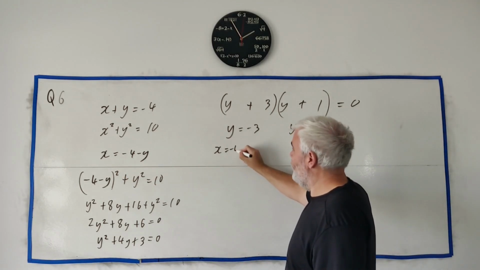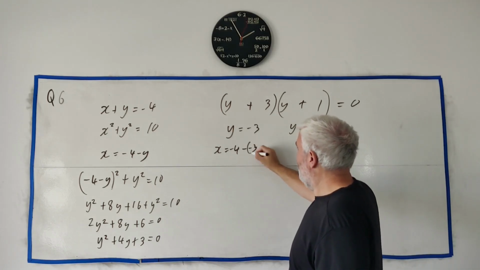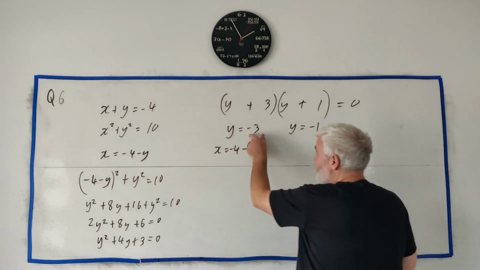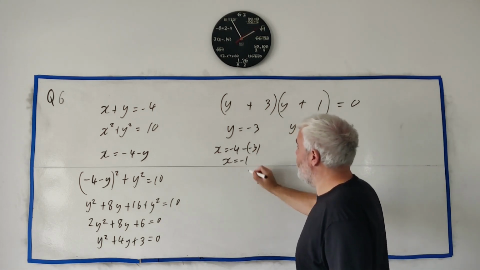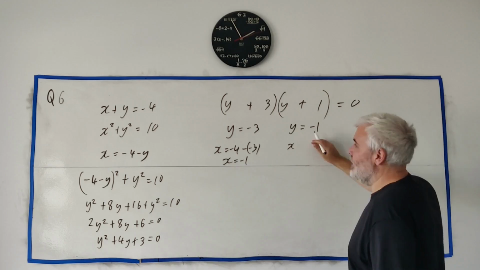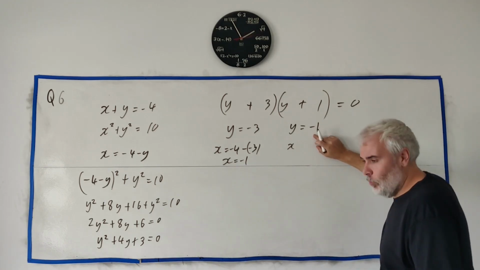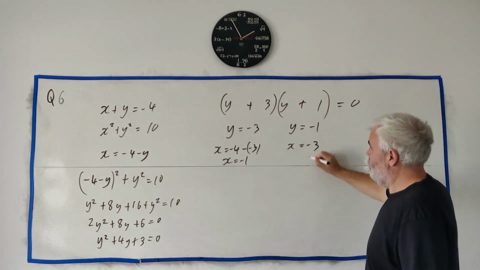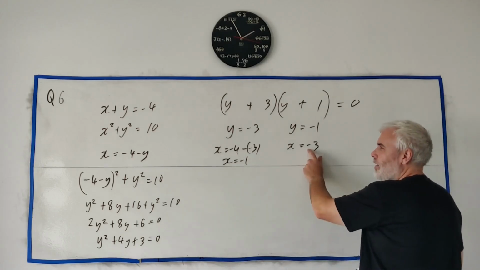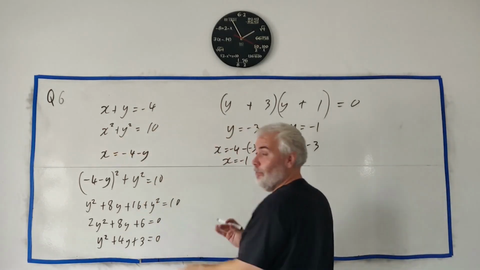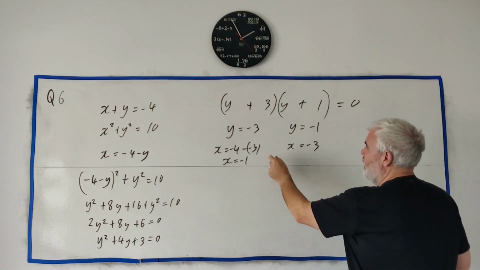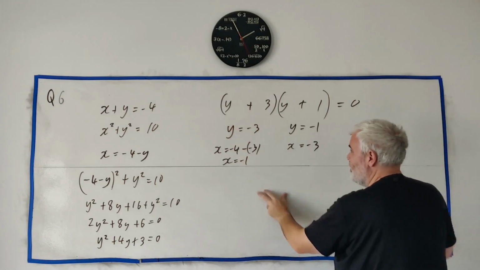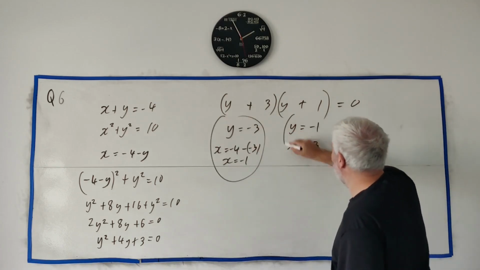x is equal to minus 4 minus y. So instead of y, we put minus 3. That's minus 4 plus 3. That's x is equal to minus 1. Same here, x is equal to minus 4 minus 1, so that's minus 3. You could have got the x's as well, by the way, because a circle is symmetrical. So you could have just said that if minus 3 is the answer on this side, these go together and these go together.